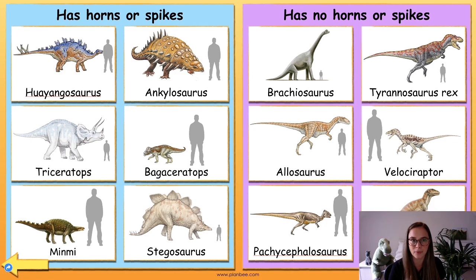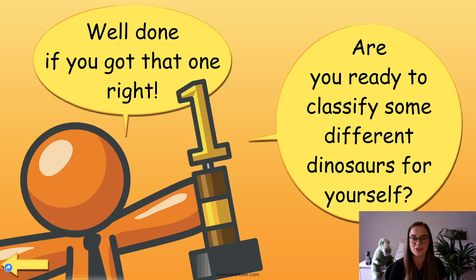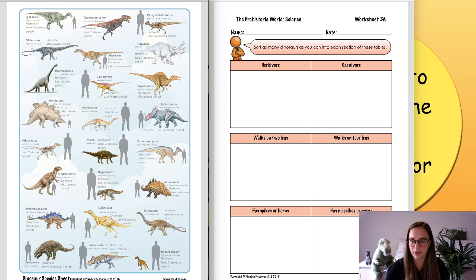Brilliant, well done. So we are now getting to that time where you are going to go and do some classifications for yourself. So if you have the worksheets available, let me just get those up for you. So this is the worksheet we're going to use today. But of course, if you don't have the worksheet printed out, that's absolutely fine. A pencil and a piece of paper will be fantastic. And all you have to do is just draw some of those boxes, or you can just list under 2 different headings all of your dinosaurs.